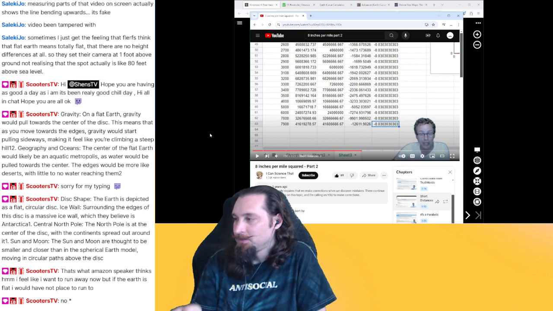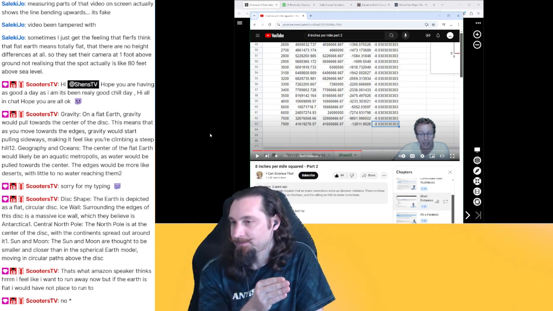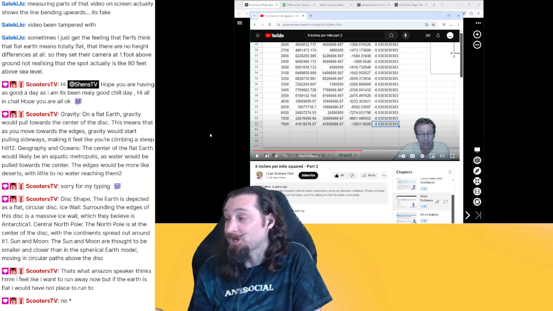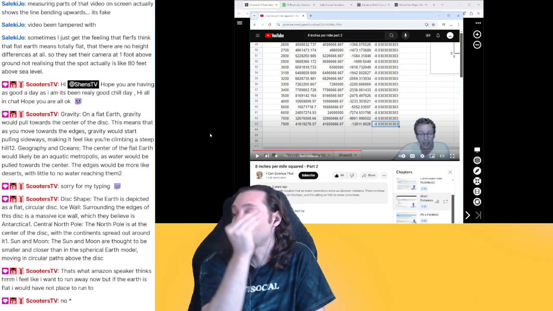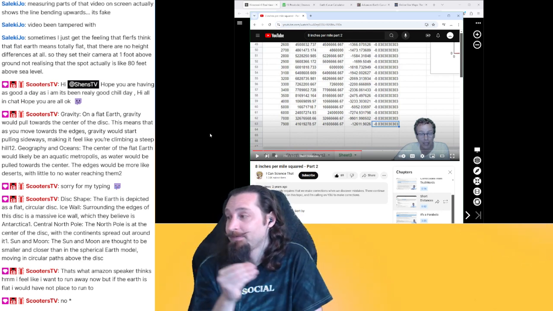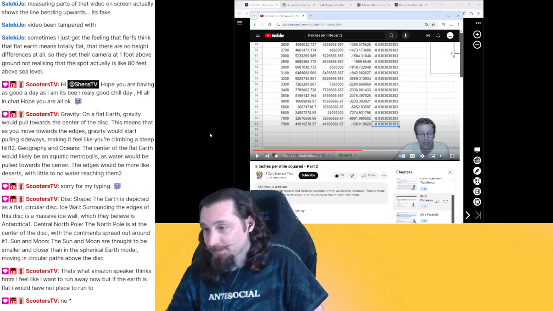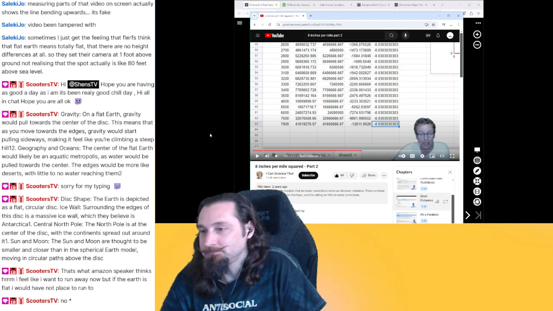So what he's doing here, and this is what Gene does not understand, he is applying 8 inches per mile squared to the chord length. He's not applying it to the arc length. He's applying it to the chord length. He's using the parabola. That's what he's doing. Yeah, because it's a parabola squared. Right.